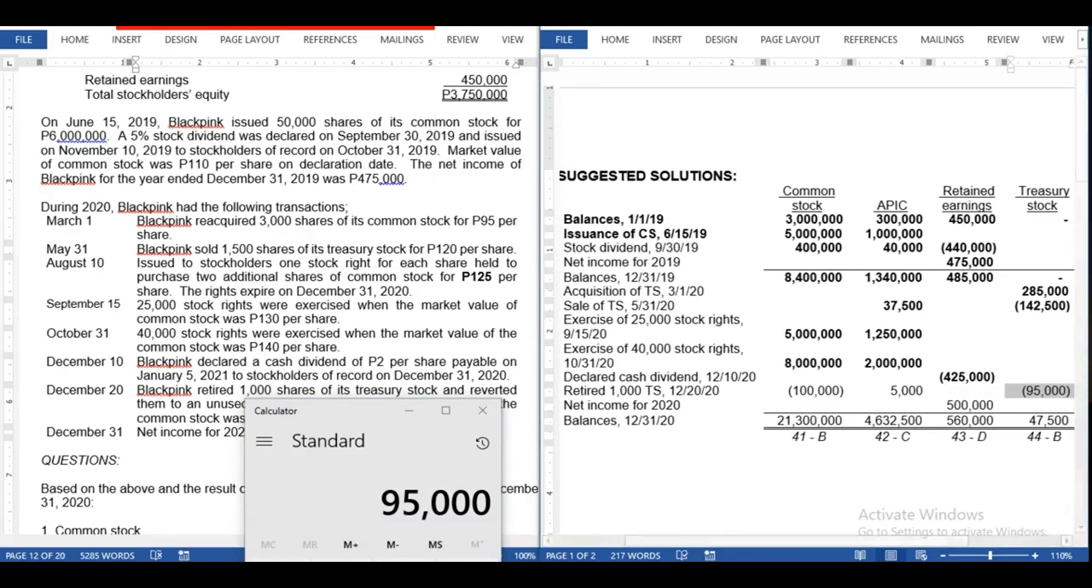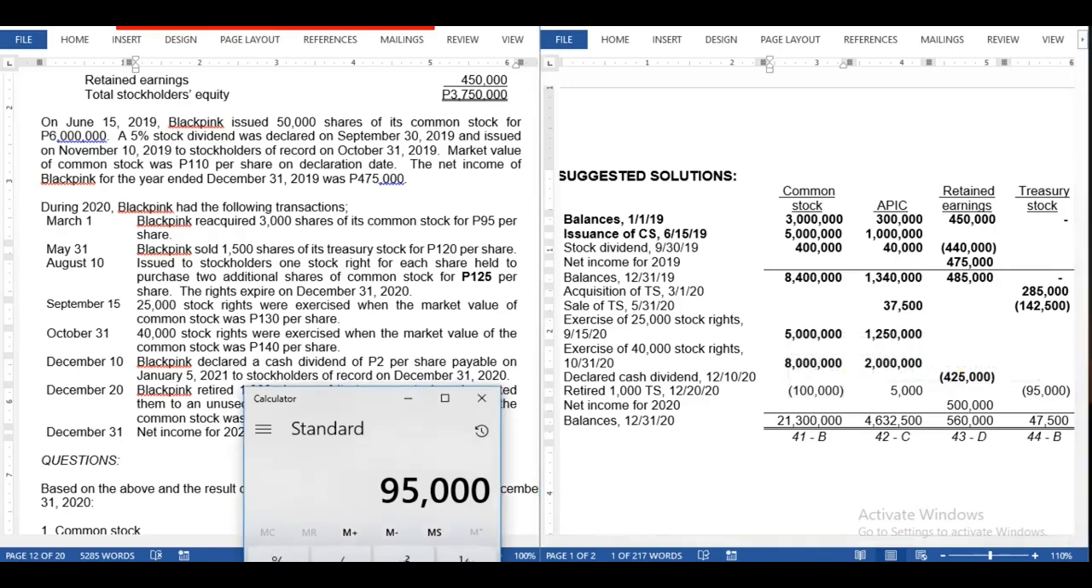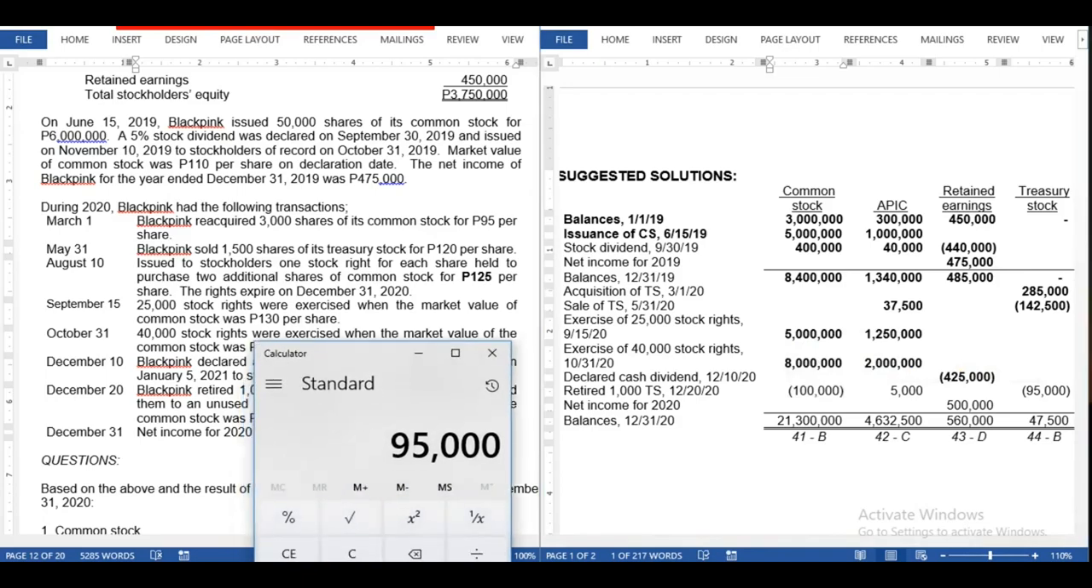Okay. And, syempre, common stock is also deducted kasi retired na siya, para siyang kinancel or nag-extinguish na siya ng company. So, that's why, as you can see here, 1,000 times at par value. So, 1,000 times at par value na 100. So, meron siyang common stock na 100. So, yung difference ng 95 at saka 100, it will be attributable.